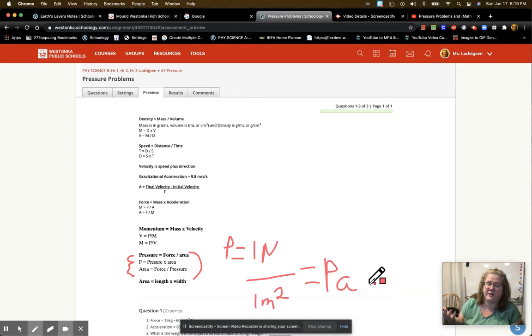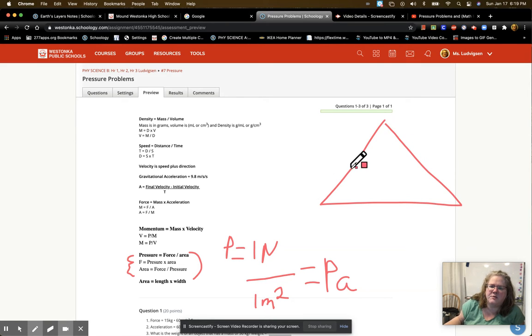The person who figured this out, guess what his last name was? It was Pascal. So if we don't want to have to write down all three formulas, which I do here, pressure is force divided by area, force is pressure times area, and area is force divided by pressure, I can go ahead and fill in the triangle.